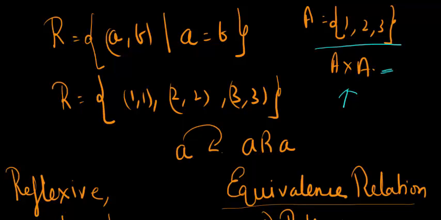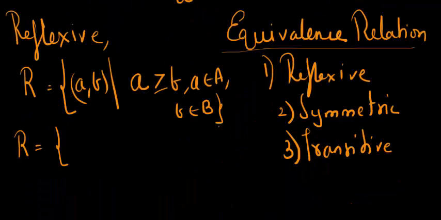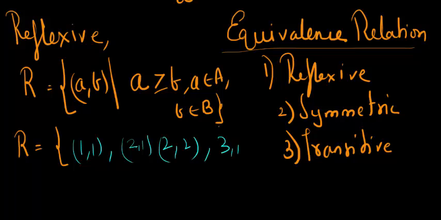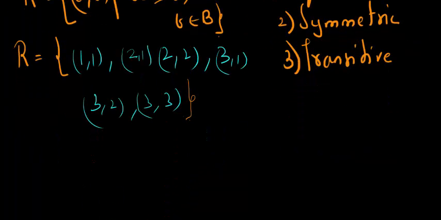Alright, now coming back to our example, (1,1), (1,2), (1,3), (2,1), (2,2), (2,3), (3,1), (3,2), and (3,3). Now all these belong to the relationship R defined as above. Now this is a reflexive relation. Why? Because the element is related to itself.